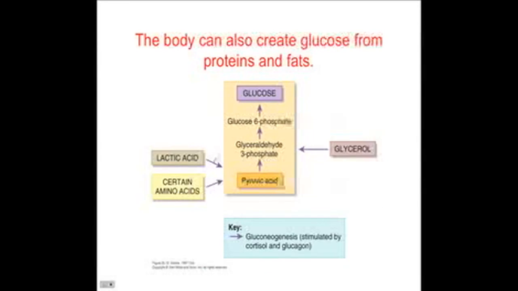The body can also create glucose from proteins and fats if it needs to. It can take lactic acid or certain amino acids, convert those to pyruvic acid, and then push that back up and make glucose out of it. It can also use glycerol from fat and push that in here and get glucose back out. And this is called gluconeogenesis, stimulated by the hormone cortisol and also glucagon. When your body needs glucose, it will do this.